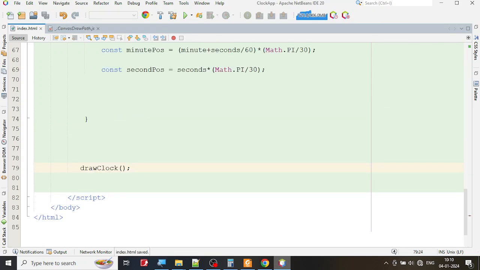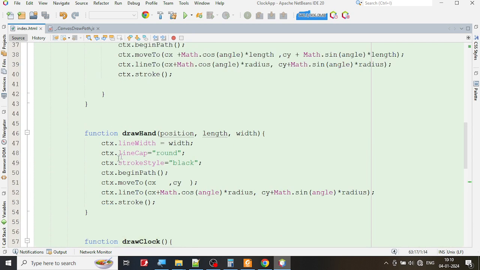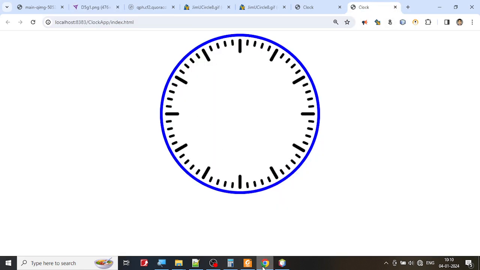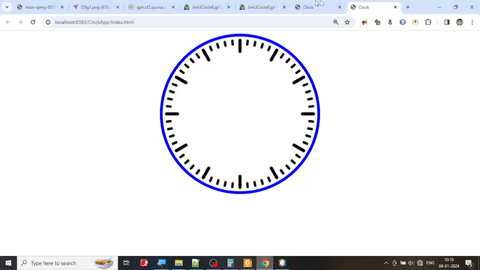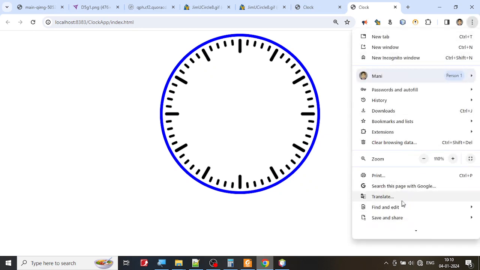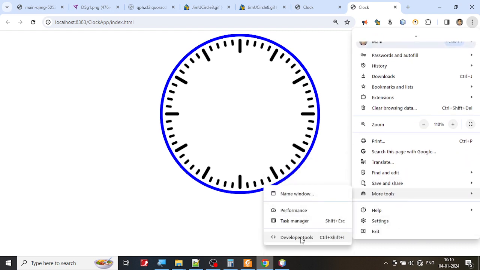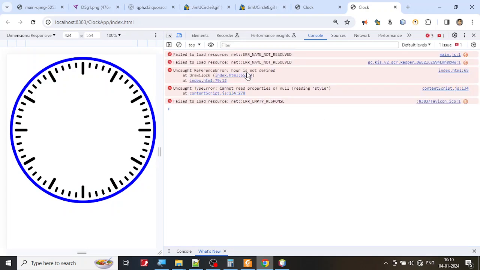This drawClock function will ultimately call the drawMarking function, that is this function, and then you are going to show the hand. So will you be able to show the hand? Let me save it, and if I refresh it, we'll be able to see that thing. Now if you are not able to see the hand, let's look at where it has gone. So more tools, developer tools, to see whether I have made a mistake.